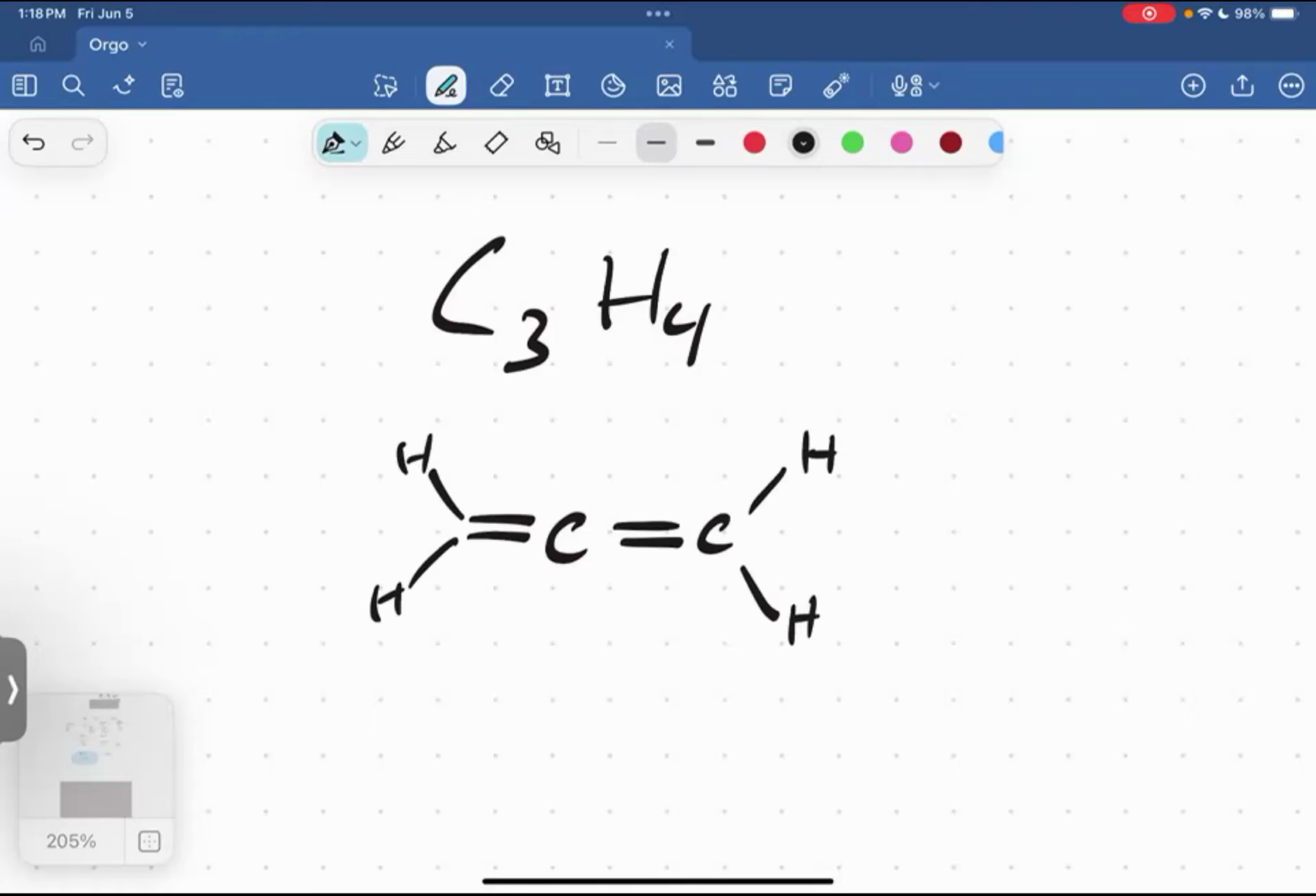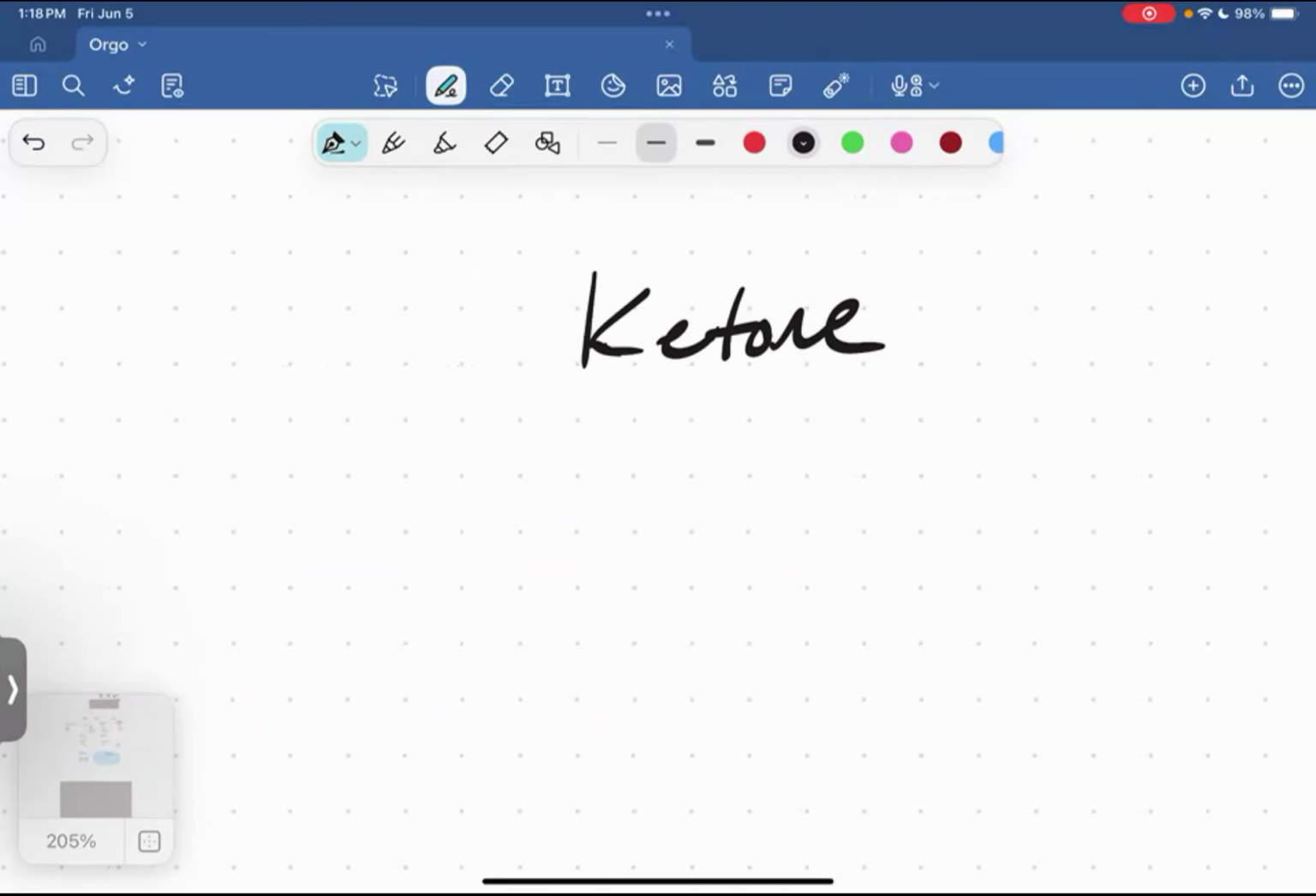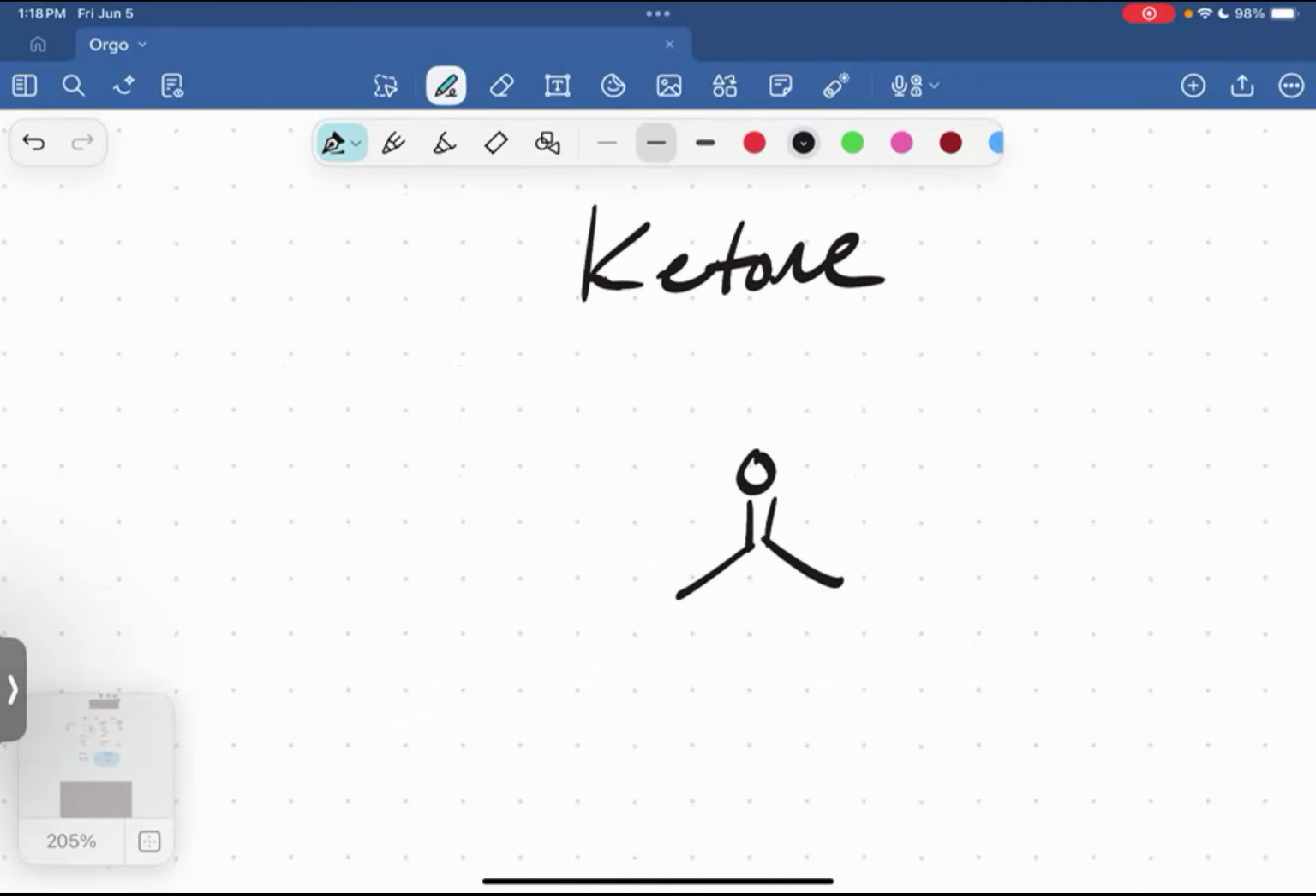So again, let's look at the pattern involved that we've been looking at several times now. How many groups are coming off of that carbon? One, two, three, giving us sp2. And how about that carbon in the middle? How many groups are coming off of that? One, two, giving us sp. All right. This ketone here, a ketone will be another video.